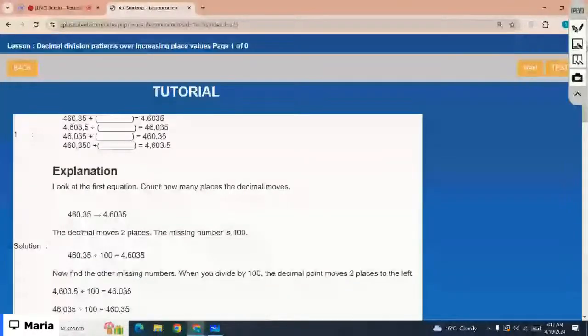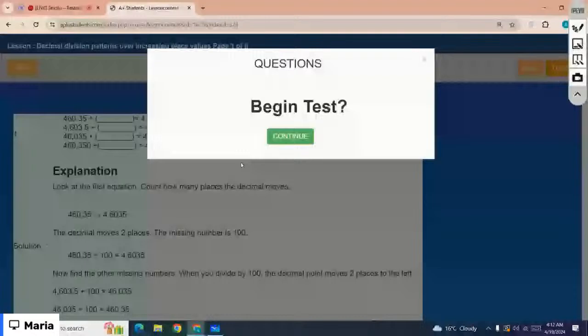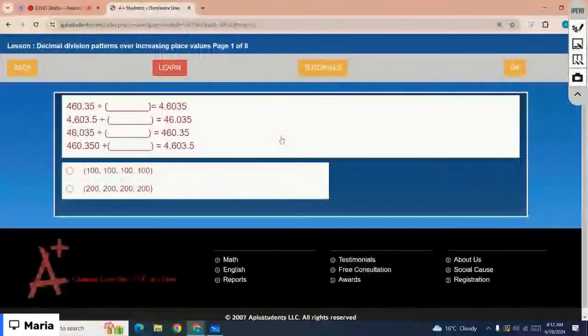Let's just start with the test questions. That's exactly the same one, which is the correct option? Yes, that is option number one. You have to divide them by 100.